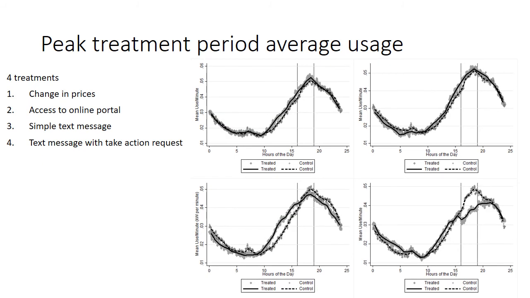Here's what they look like during the treatment periods. So we remember we have one of these is the change in prices, one is access to an online portal, one is the simple text messages, and one is text message with take action request. Which one do you think is the one on the bottom right there, the one that looks like it has an effect, where the control group uses much more than the treated group during the peak period? So the peak period is the time between the vertical lines there. If you said change in prices, you would be right. So we found that people respond to a change in prices, but they basically don't respond to anything else.